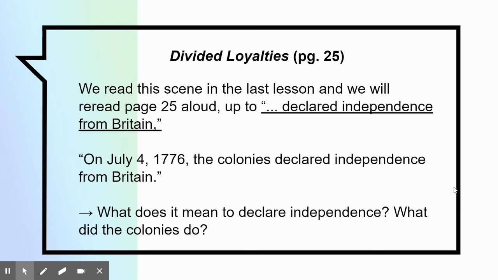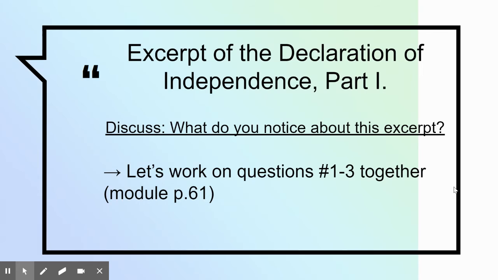Right. So to declare independence means to say that you are separate and you can make decisions for yourself. So the colonies separated officially from Great Britain at this point, and they said we can govern ourselves. We do not need you to govern us anymore. We're over it, right? Done with it. Okay. So we're going to look at this again, page 60 of your module workbook, and we're going to use that to answer the questions on page 61, numbers 1 through 3.